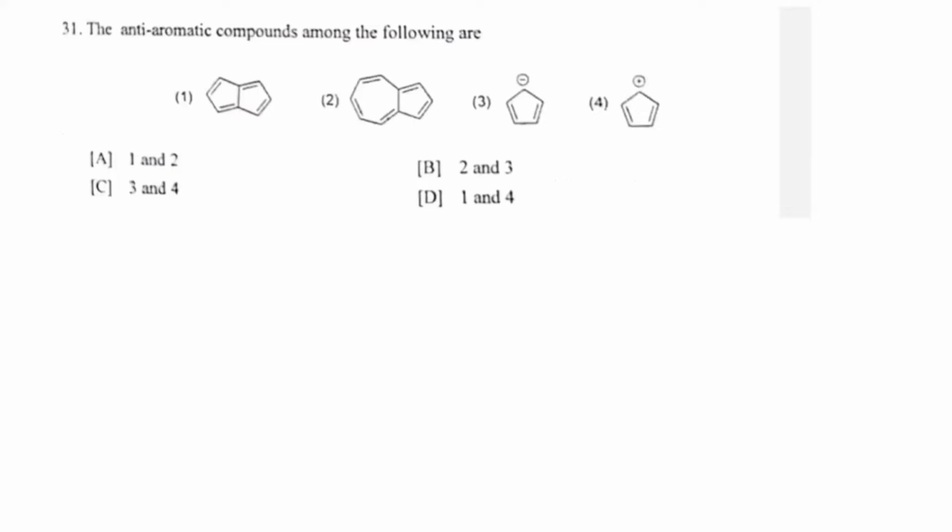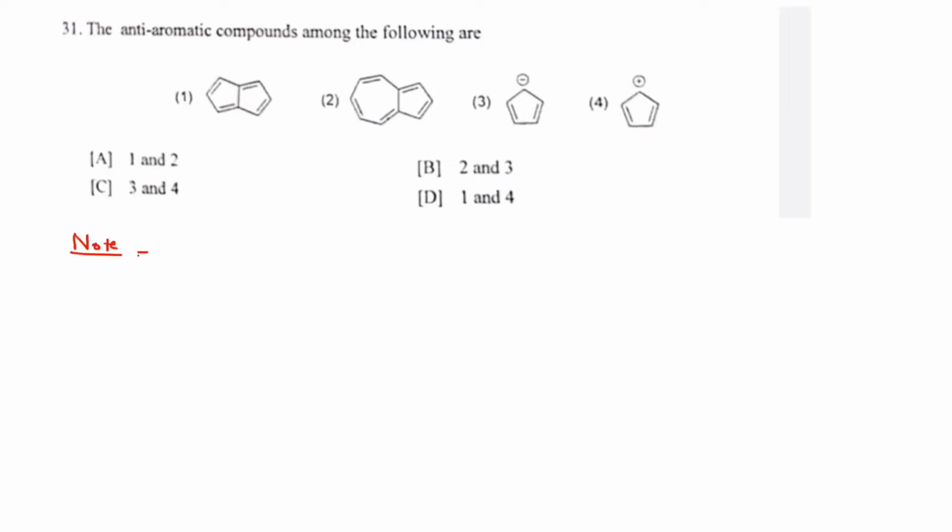Okay, see the first question. The anti-aromatic compounds among the following are, and they have given four compounds. We have to find out which is aromatic and which is anti-aromatic. In the case of the 2 rule, we know very well. Note, it's a very important point.